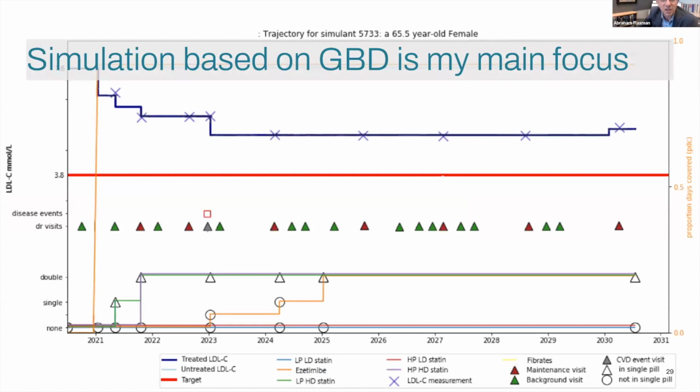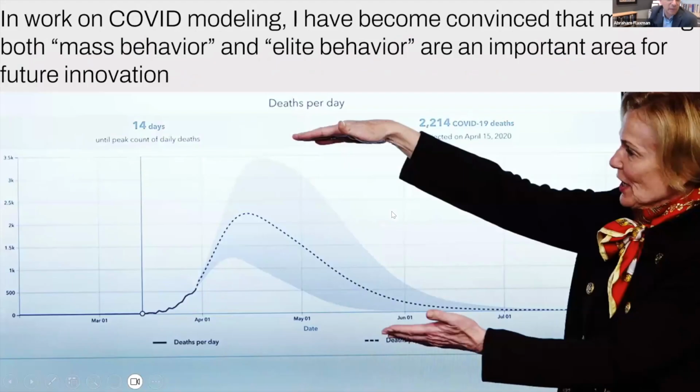So this is sort of a tracking over time of a simulated 65-year-old female who has high cholesterol and what might happen under different approaches to screening and treating cholesterol. The way I do this, I often try to avoid calling it agent-based modeling because there's so little agency in the simulation so far.